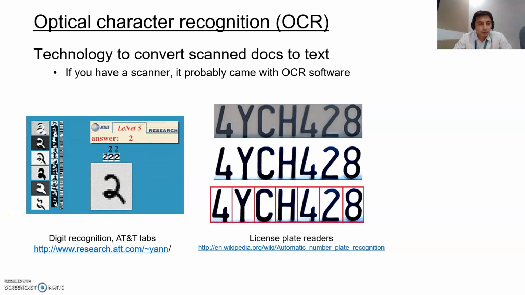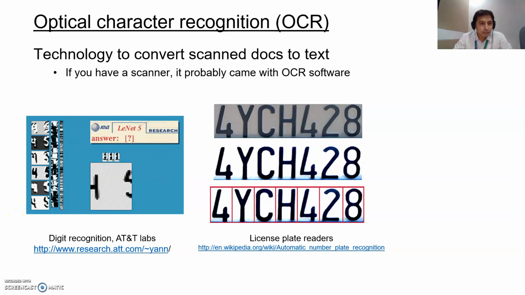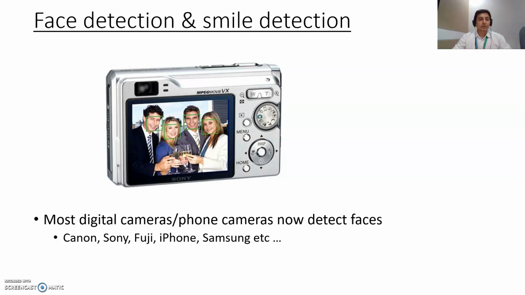Okay, so let's move on to the next use case now. Next we're talking about face detection and smile detection. In most digital cameras, or even smartphone cameras, there's a face detector. Anytime you're taking a picture of yourself, your colleagues, or your relatives, a box appears around each face. This is called your face detection model, and there's something else also called smile detection.